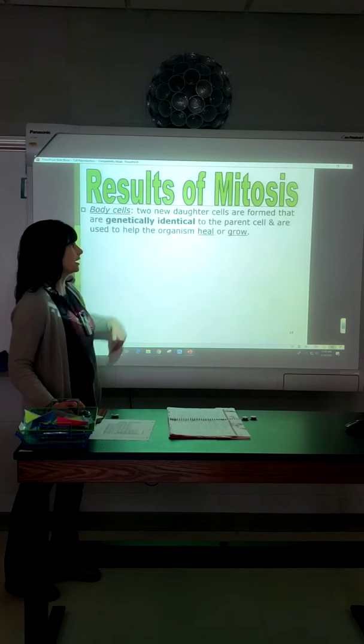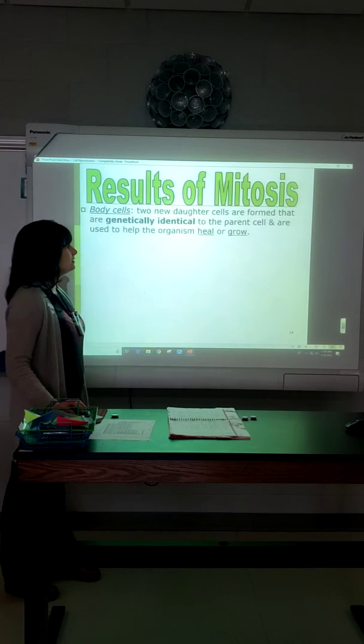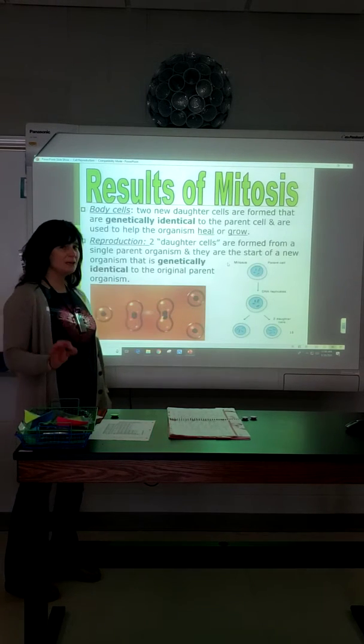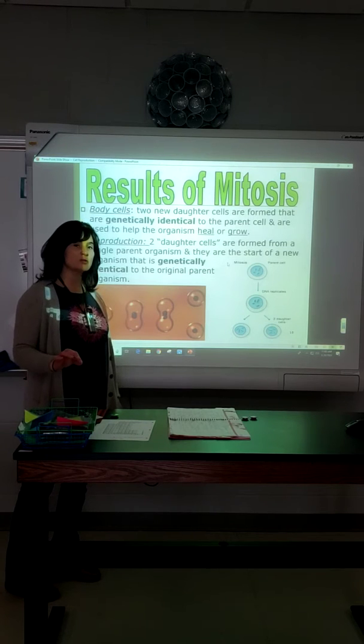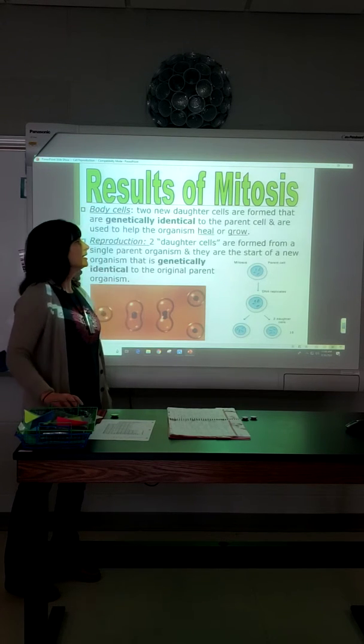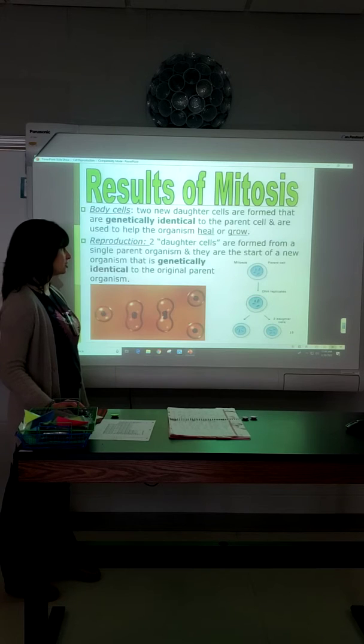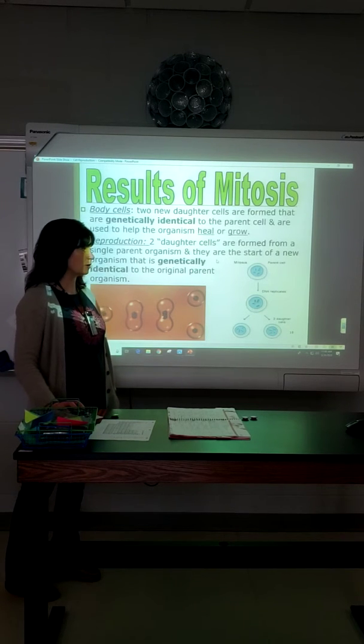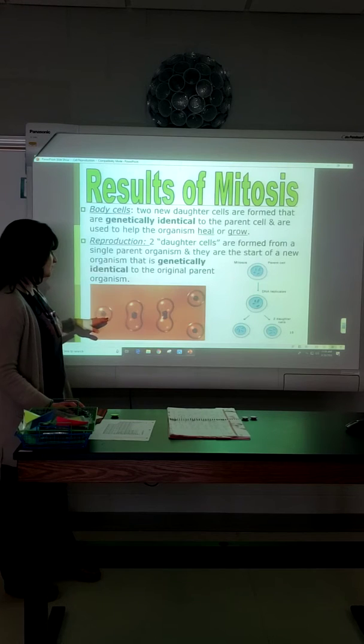There are those two words again. Notice how they're in bold. They are identical to that parent cell and are used to help the organism heal or grow. If mitosis is used in that special category of reproduction, it's considered asexual reproduction, and you get two daughter cells that are formed from a single parent organism, and they are the start of a new organism that is genetically identical to the original. And this is showing the process.